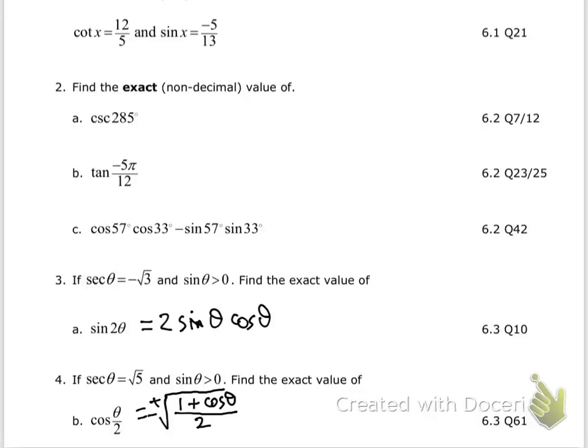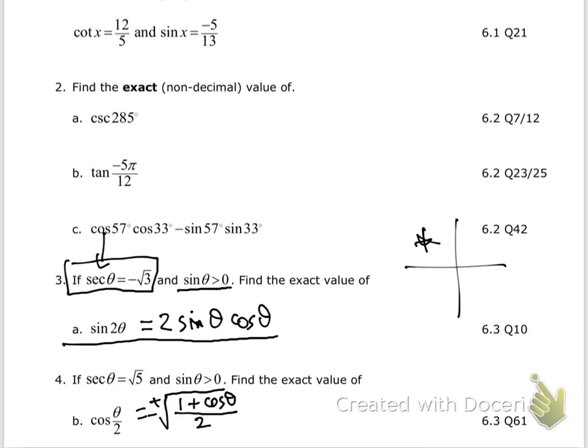Okay, 3a, sine 2 theta. As long as you know what the formula is. There we go. Now we have secant theta is negative root 3. We also have sine is positive. Now remember, secant is one over cosine. So if cosine is negative and sine is positive, it must be this quadrant here.